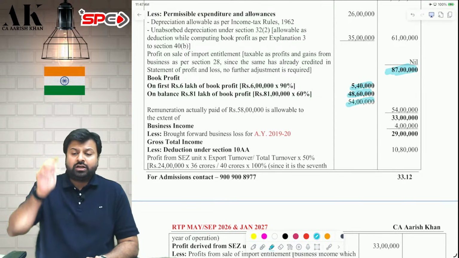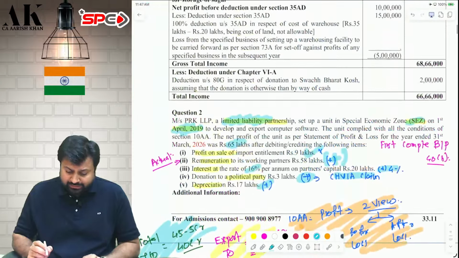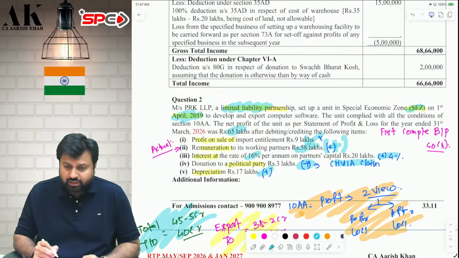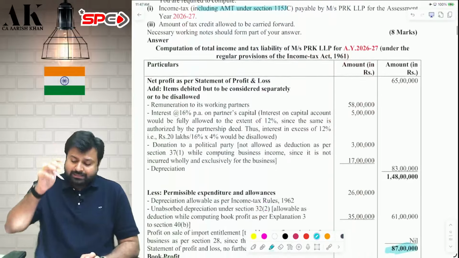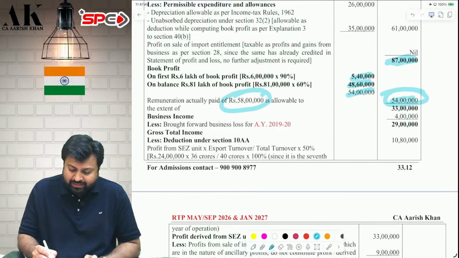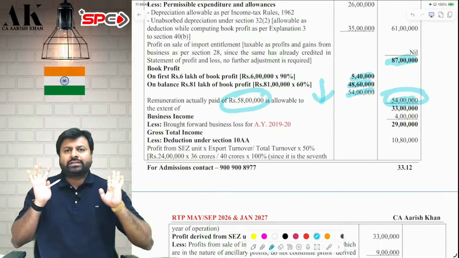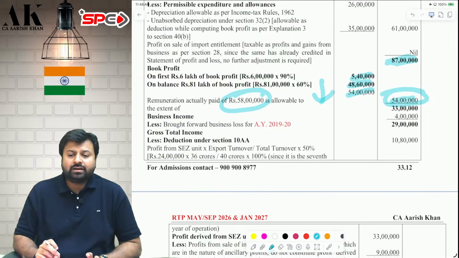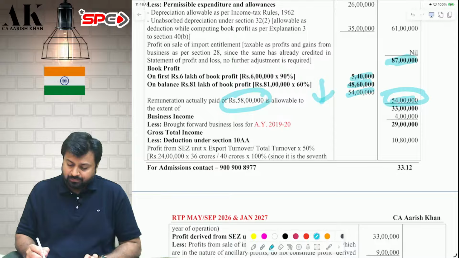What is your actual remuneration? The actual remuneration is as follows. You can check it over here. The actual remuneration is 58 lakhs. And the maximum remuneration is how much? The maximum remuneration is 54 lakhs. Therefore, the allowed amount will be how much? It will be 54 lakh compared with 58 lakh. Whichever is lower will be allowed as deduction. I hope it is clear to all of you. Is it clear? I hope it is clear.